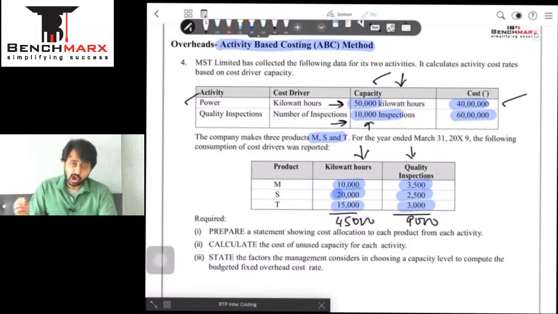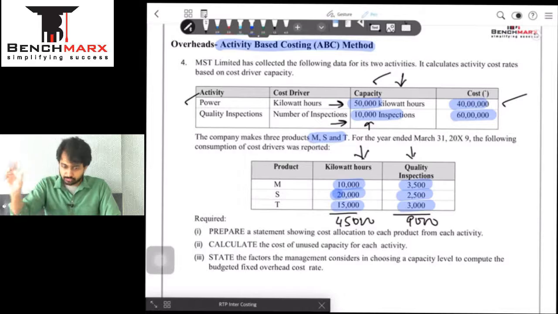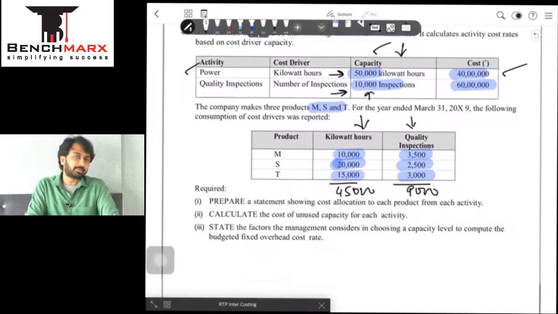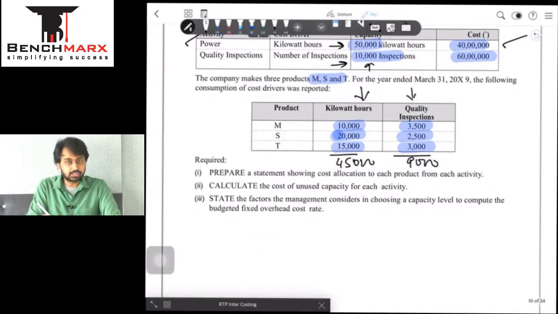So can I say out of 10,000 inspections, 9,000 are towards M, S and T, and out of 50,000 kilowatts, 45,000 are towards M, S and T, which means there are certain inspections which have not been done for any product, so that cost is wasted, and there are certain kilowatts which have been incurred but we do not allocate them. That is nothing but unused capacity. That is nothing but part 3 of the question.